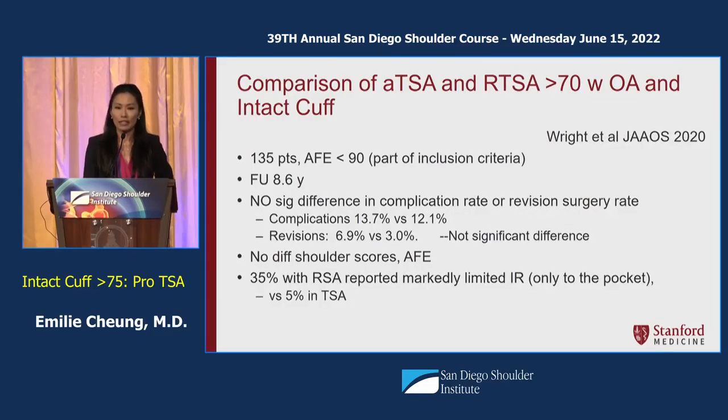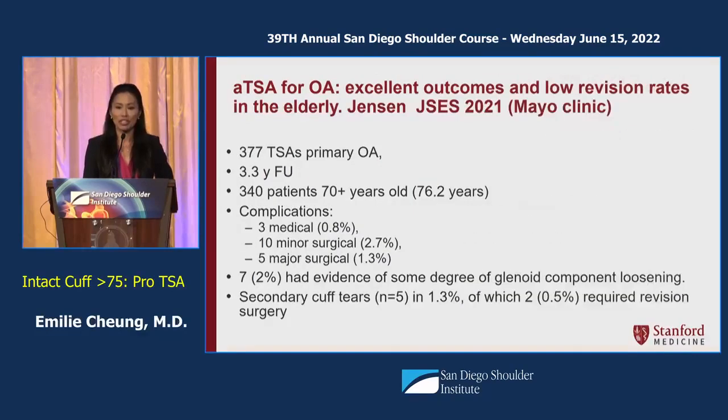If we look at Melissa Wright's study published 2 years ago, a comparison of anatomic and reverses in patients greater than 70 with OA and an intact cuff, this is a side-to-side, head-to-head comparison. There's no significant difference in complication rate or revision surgery when you look at the complications listed there, and over 30% of patients with reverses had markedly diminished internal rotation and trouble with ADLs compared to anatomics.